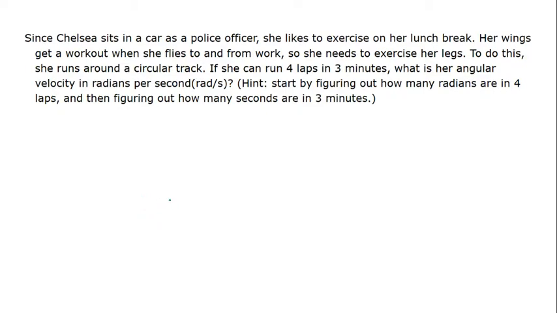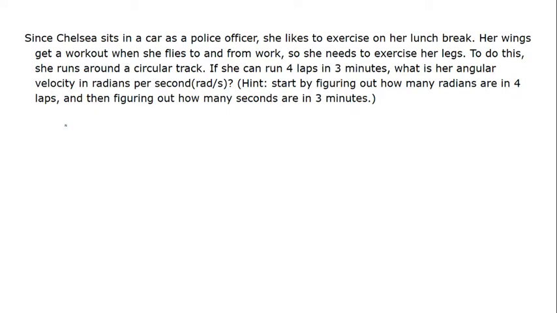Since Chelsea sits in a chair as a police officer, sits in a car, not a chair, sits in a car as a police officer, she likes to exercise on her lunch break. Her wings get a workout when she flies to and from work, so she needs to exercise her legs. To do this, she runs around a circular track. If she can run 4 laps in 3 minutes, what is her angular velocity in radians per second? Hint: start by figuring out how many radians are in 4 laps and then figuring out how many seconds are in 3 minutes.